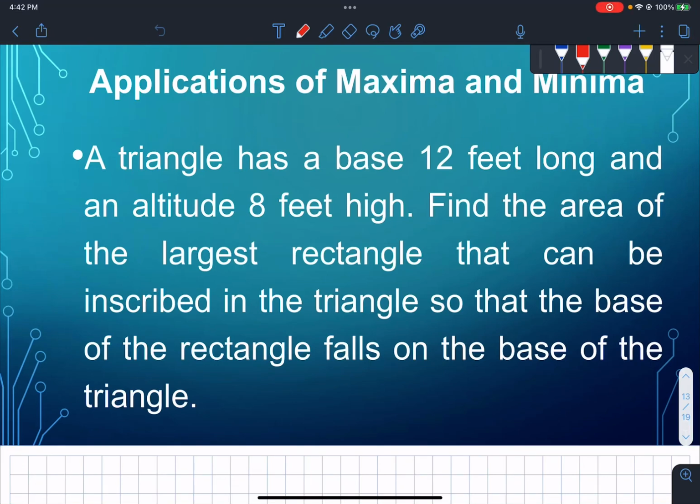Okay, so let's have the continuation of examples for maxima and minima. Let me read it. A triangle has a base of 12 feet and an altitude of 8 feet. Find the area of the largest rectangle that can be inscribed in the triangle so that the base of the rectangle falls on the base of the triangle.